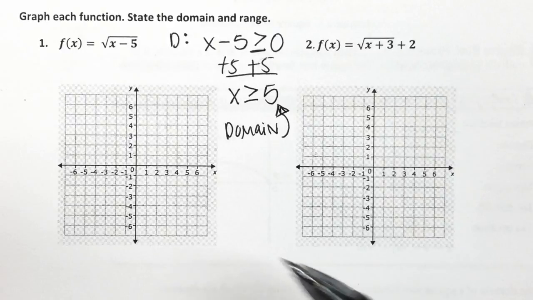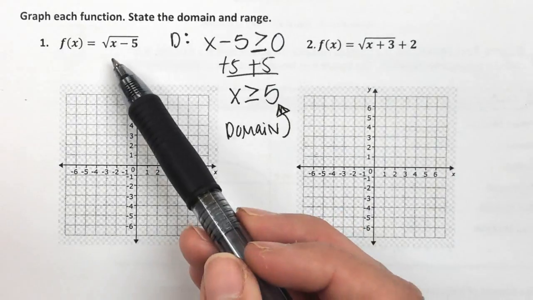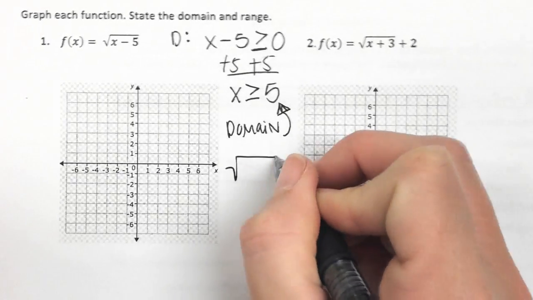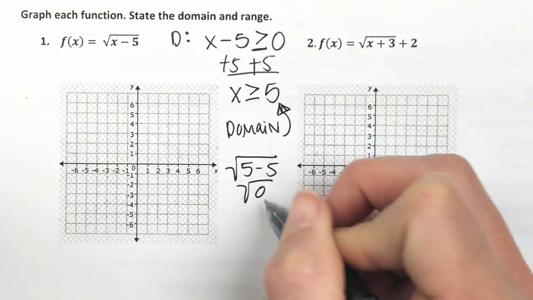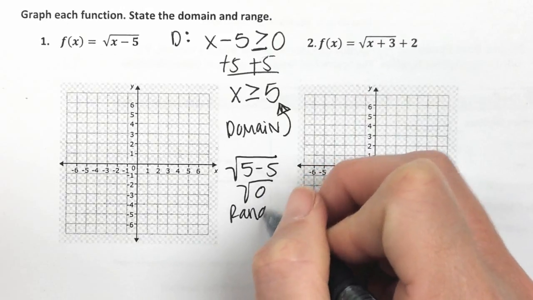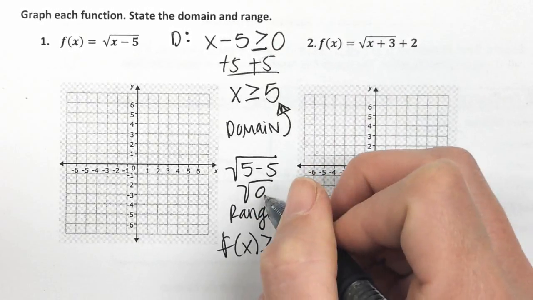Alright, for the range, all you're going to do is plug the value you got for the domain back into the original to find the range. So if we plug 5 back in for x right here, we'll have 5 minus 5, so we'll have the square root of, which is? Good. So your range will be f of x greater than or equal to 0.